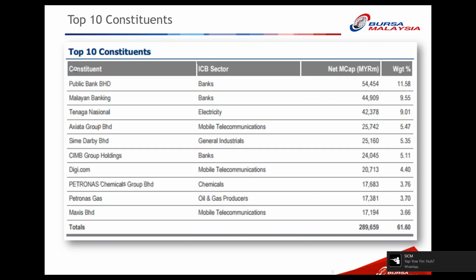Here are the top 10 stocks from this FBM KLCI, always ranked by market capitalization. As you can see here, the biggest companies by market cap are in the bank sector, with Public Bank, Malayan Banking, Tenaga, and so on and so forth. So when you are trading or buying an FKLI, owning a contract of FKLI, you are virtually owning these stocks by the ratio shown on the screen now.